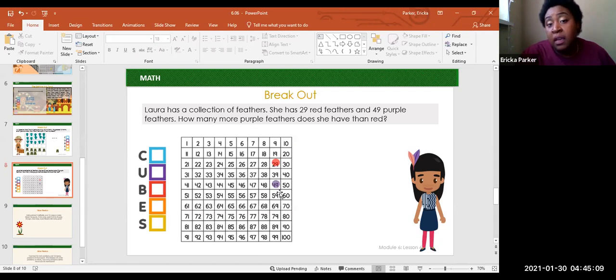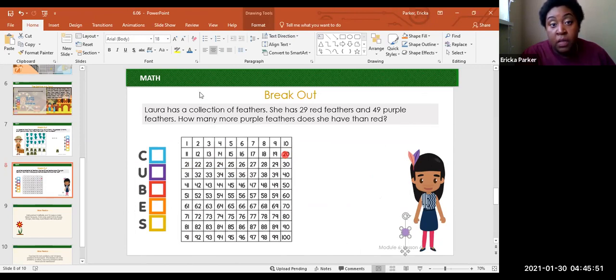Okay, so we started at 49, which is the purple. We need to get here. So how many tens do we have in 29? We have what? 2. So we need to take 2 away. So we need to move this on up. And then we need to take 9 away. So that brings us to 1, 2, 3, 4, 5, 6, 7, 8, 9. So how many more feathers does purple have than red? 20.